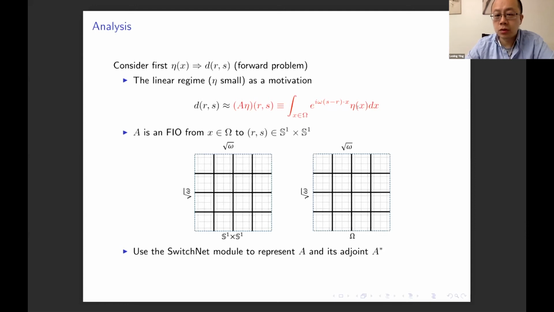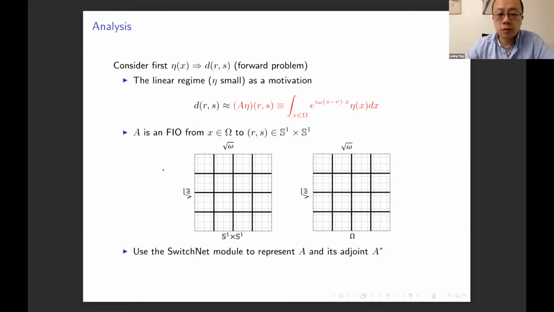One domain is this two-dimensional unknown domain X, and the other domain is this product of the unit circle and the unit circle, which is the space where my data is defined. Sorry, it's a Fourier integral operator from the spatial domain X to this product of the two circles. These are the directional domains.